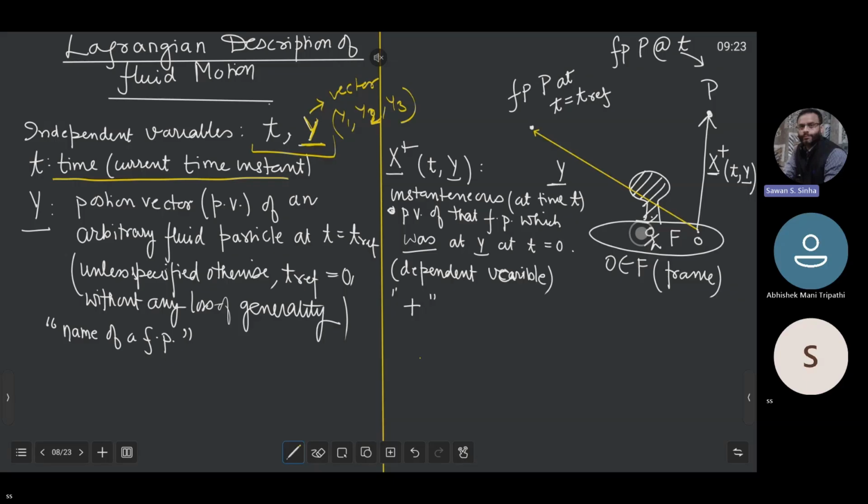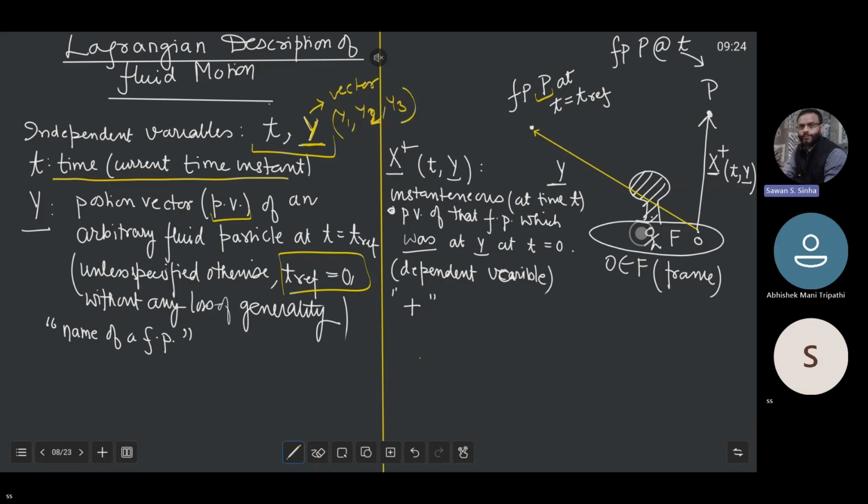What is y? y is the position vector, acronym PV, of an arbitrary fluid particle at t ref. So when you start describing a fluid motion, you will take a reference time, or the beginning time, when you started observing the motion. Without loss of generality, I will take t ref to be 0. Unless specified otherwise, my t ref will be 0. So at t0, you start observing the flow field. At t0, you identified a fluid particle. Let's call it particle P. It will have a position vector measured from where? Measured from the reference frame F and an origin. You understand the origin of a reference frame?